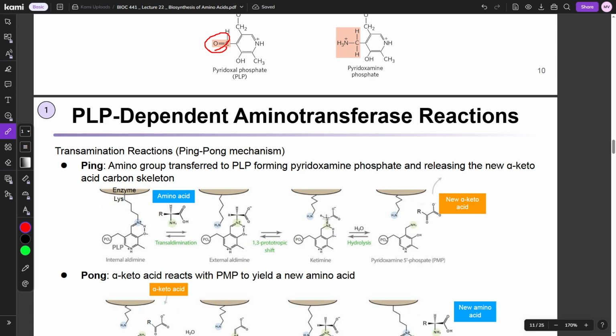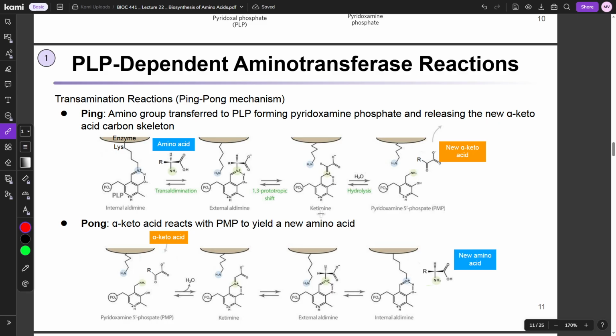Here is the literal showcase of how that works. The ping pong mechanism is for sure something you should know. You should know that PLP uses this ping pong mechanism. So the amino group transferred to PLP forms a pyridoxamine.